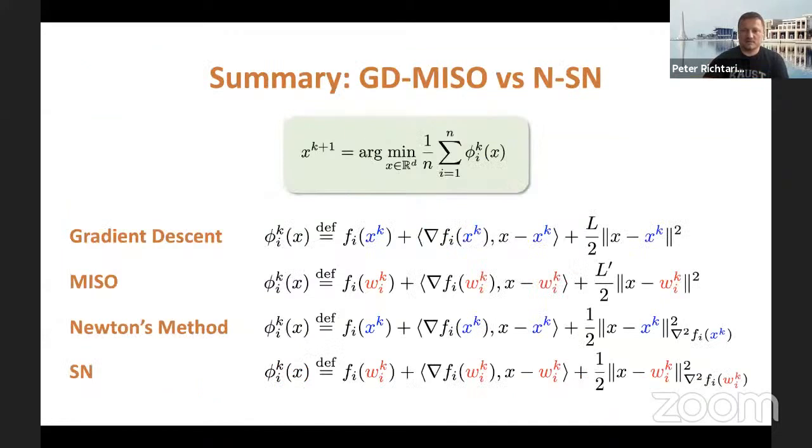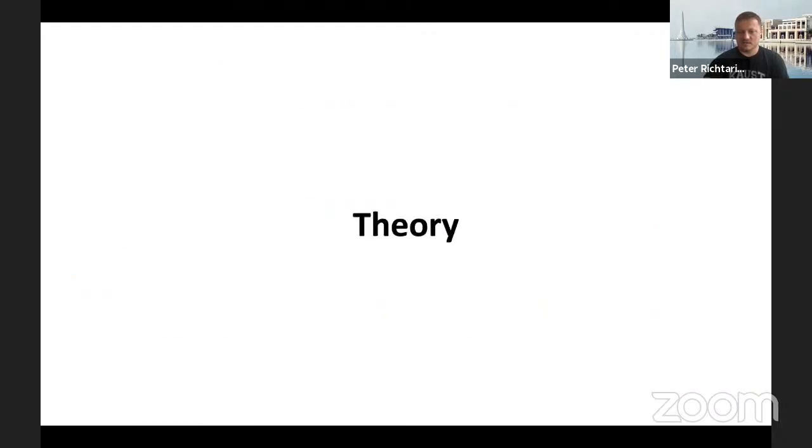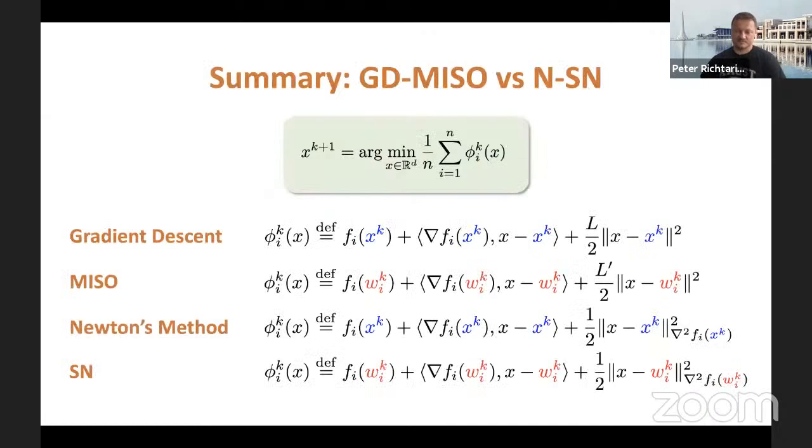Okay, so here's a summary of all of these. All of these four methods have this form, minimization of the average of these model functions, but these model functions are different. And MISO is to gradient descent what stochastic Newton is to Newton's method. So again, I stop here, and then I go to theory.